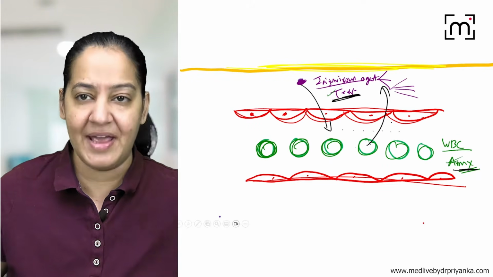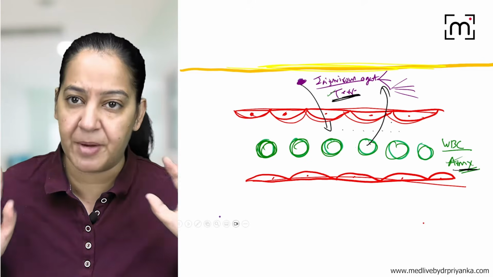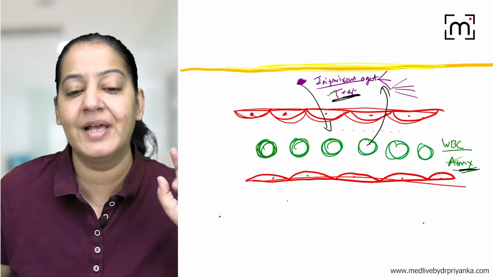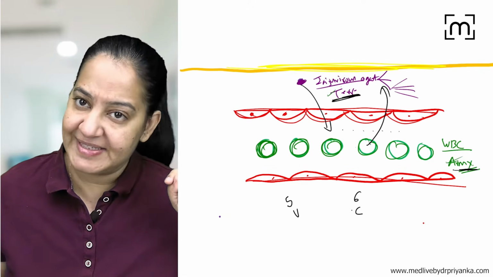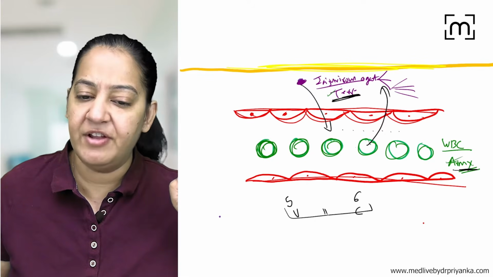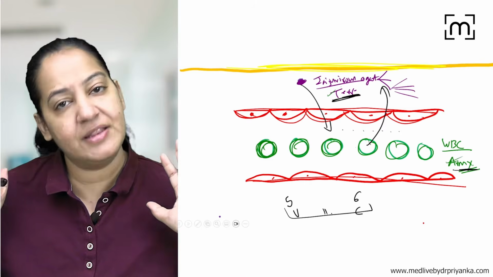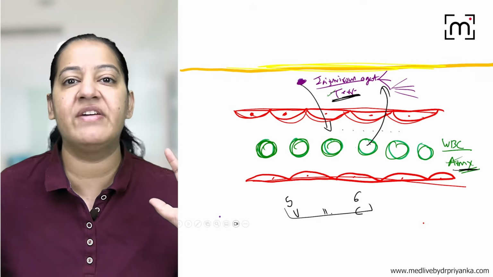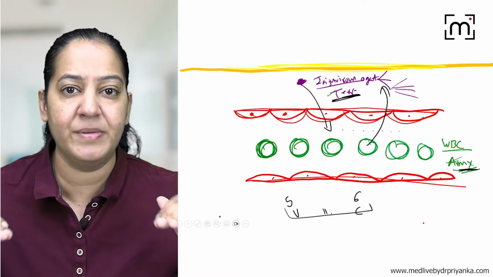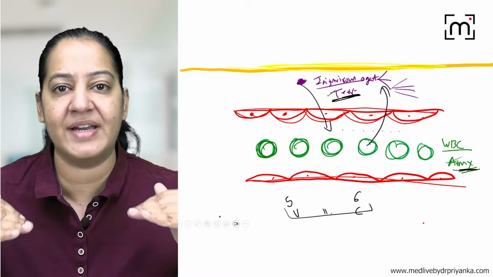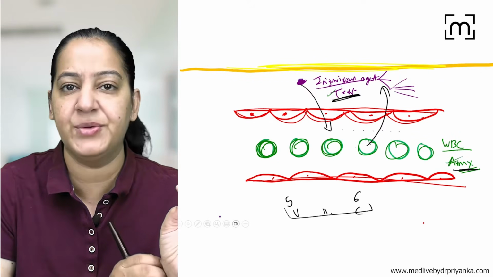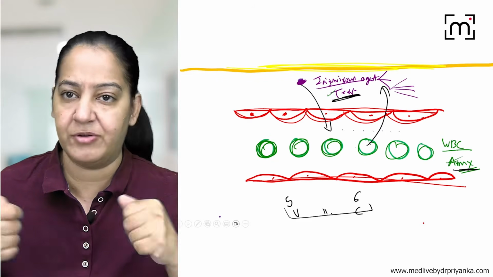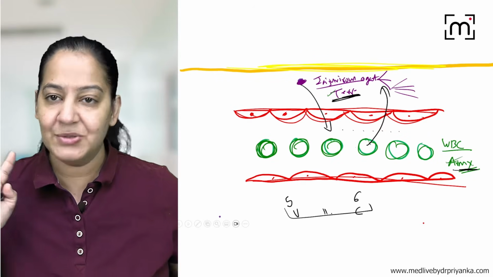So basically, I am going to teach you 11 events. The purpose is only to take the WBC out. First I will teach you 5 vascular events. Then I will teach you 6 cellular events. In this way, in total I will be teaching you 11 events. The purpose or goal of all 11 events is the same: to take the WBC out of the blood vessels so that it can fight with the terrorist, the injurious agent. So ultimately phagocytosis will take place.